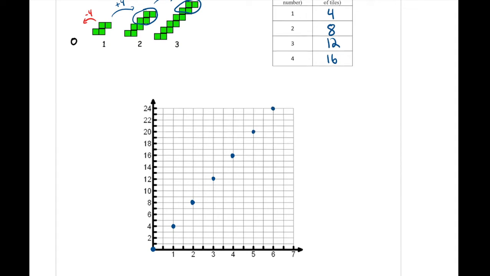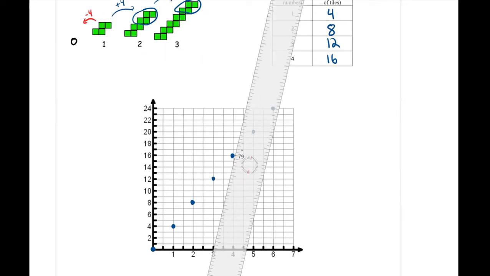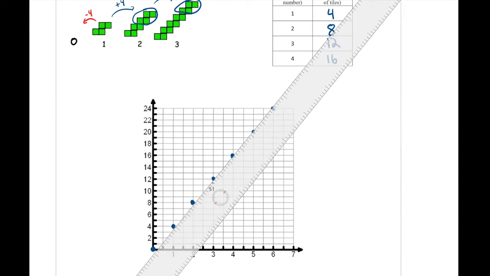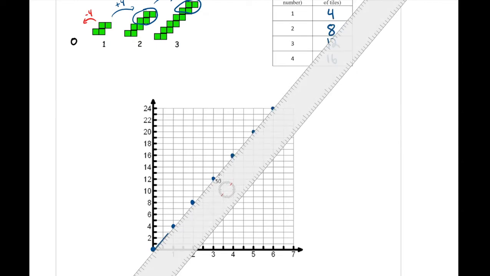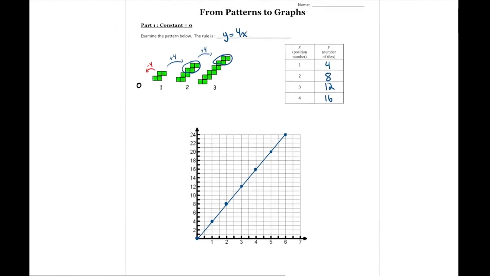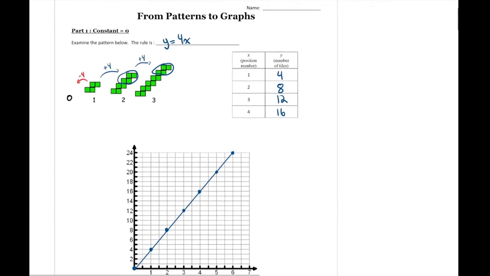It does continue to form what we see as a straight line. That is something that's unique about our pattern. The points, when we plot them, form a straight line. So this is our rule or a pattern turned into a graph. And we're just going to be looking at different scenarios.